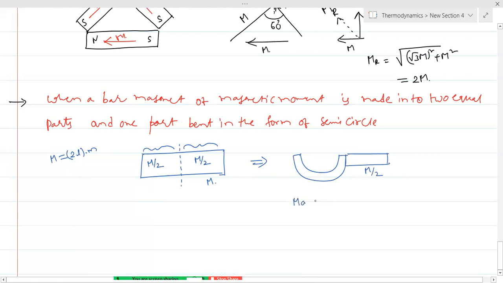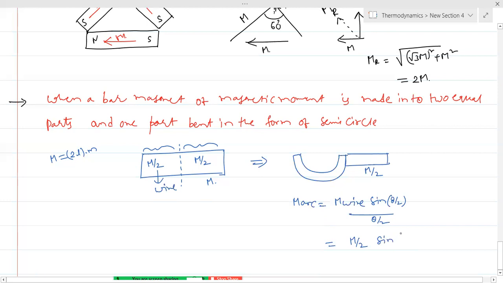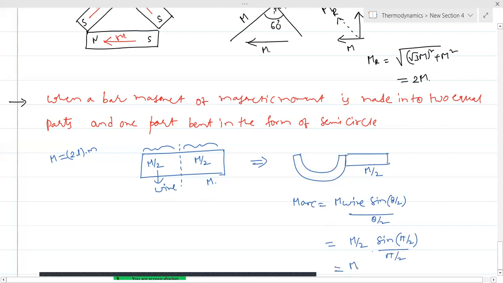Suppose I am writing the formula: m arc is equivalent to m wire into sine theta by 2 by theta by 2. M wire is nothing but m by 2. So we are calling this the wire. m wire into sine theta, which is pi by 2, by pi by 2. So finally we have m by pi.